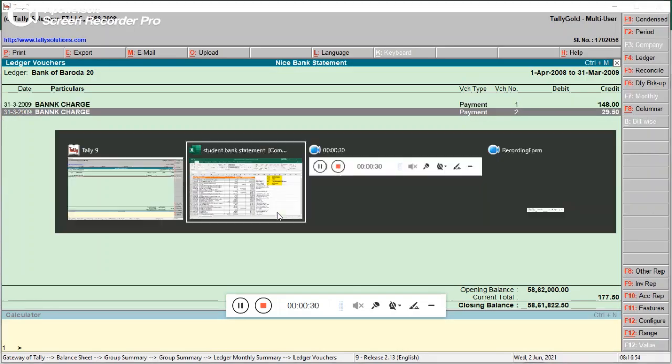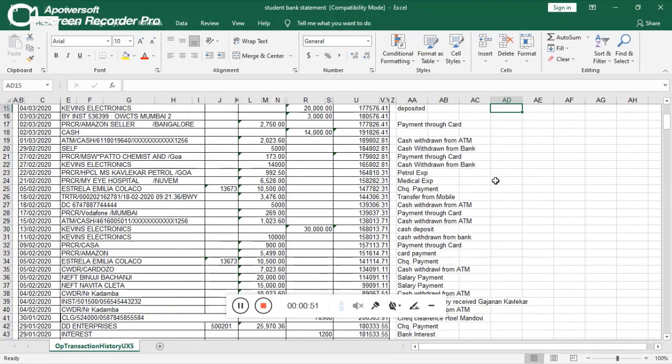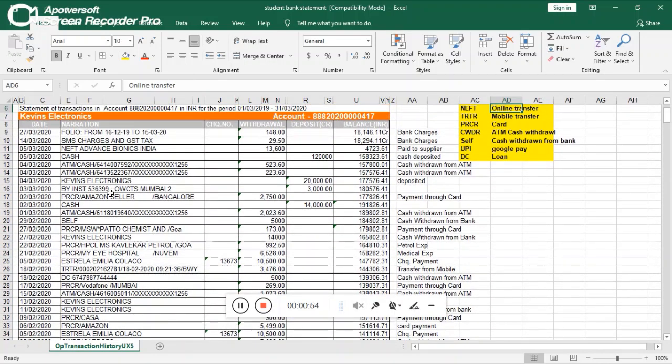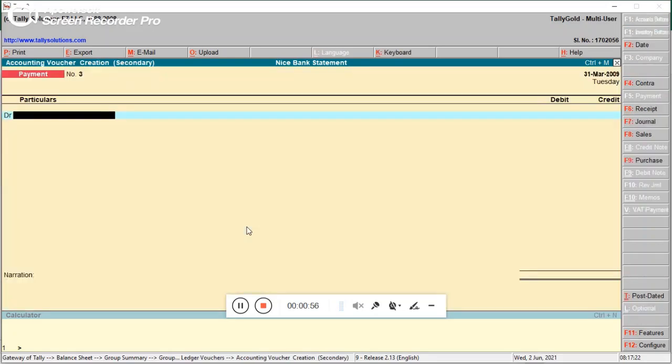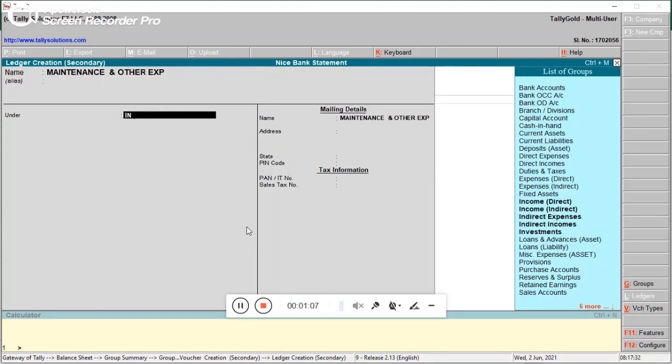Now suppose that entry is not there in the account. If it is not passed in the account, and suppose the bill is also not there of whom it is passed and all. Remember, such type of transaction, if it is a small transaction and if it is paid by card, you can put it in any expenses. I have already explained you about that. You can put it under maintenance expenses, other expenses like maintenance, repairs. You could just create any expense account and put it in that. So what I'll do here, Alt A, under payment I'll create maintenance and other expenses. Okay, and this is indirect expenses here.